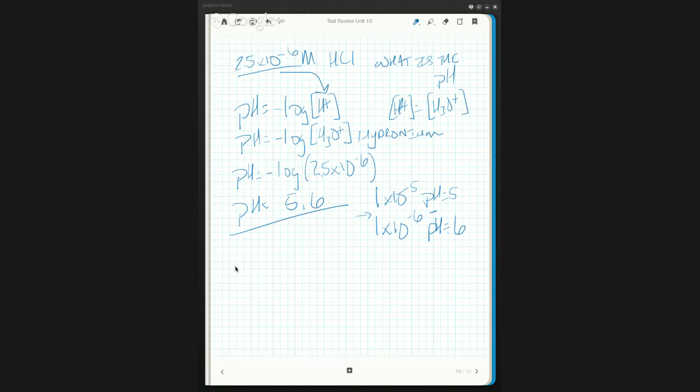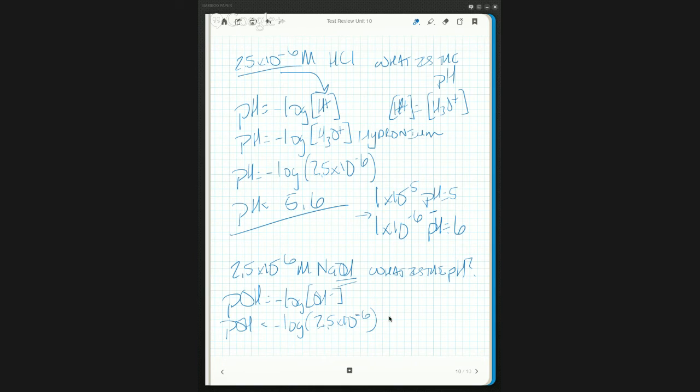Now, let's say that I had said, oh, it's 2.5 times 10 to the negative 6th molar NaOH. What is the pH? So in this situation, you would have done the same thing, except that it would have had to have been pOH, because it's a base. pOH is equal to negative log of the OH minus concentration. So you would plug it in here. pOH is equal to negative log of 2.5 times 10 to the negative 6th. And that would have given you a pOH of 5.6.